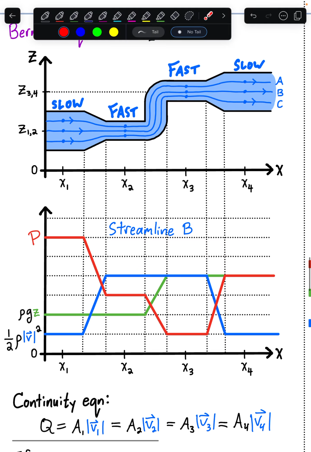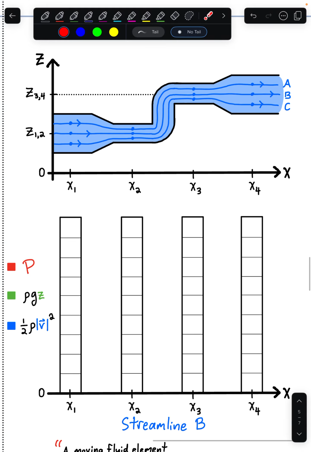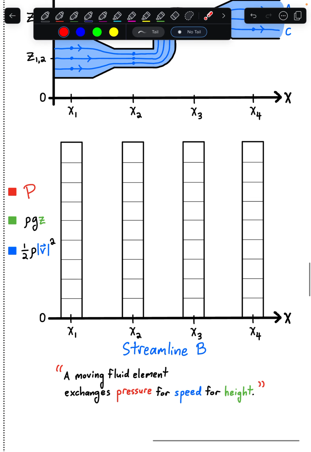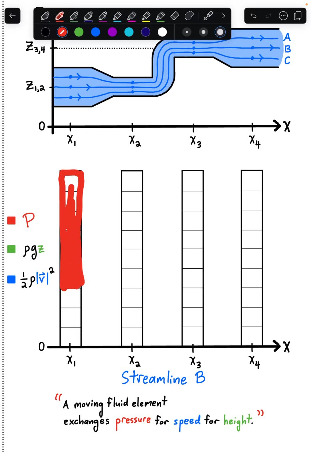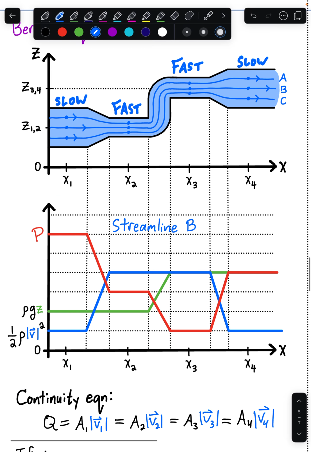Here's one more way of illustrating that. Same pipe, same scenario, but we could use this sort of bar graph depiction here for the exchange of these three terms across streamline B from moments 1 to 2 to 3 to 4. Yeah, we've got 9 boxes here. So this bar graph would show that we've got this much pressure at moment 1, and this much gravitational potential energy at moment 1, and this much kinetic energy at moment 1.